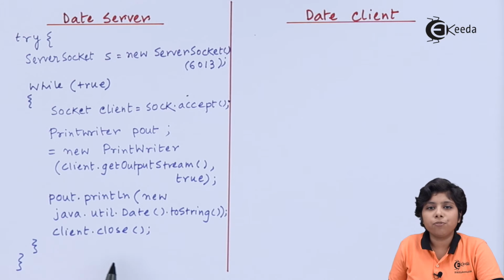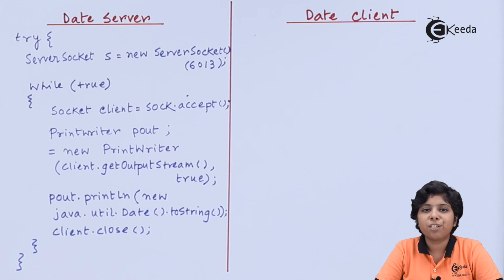Now using the close function of the client object, it is actually closing the socket for that particular client and again resuming the operation of listening for requests from the clients. That is for the server part.